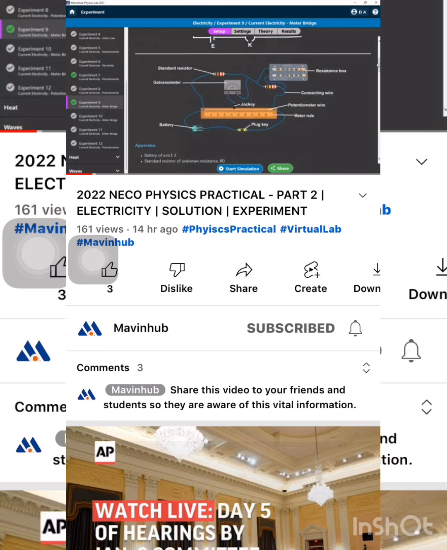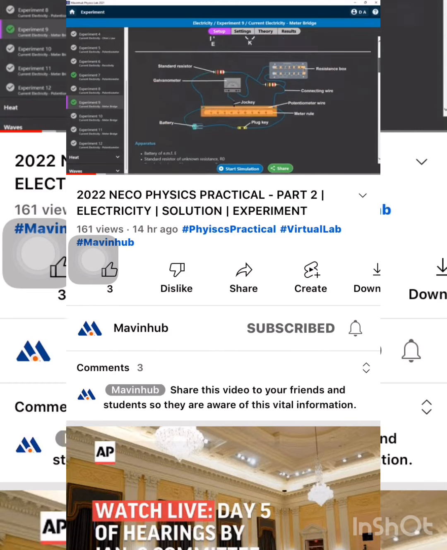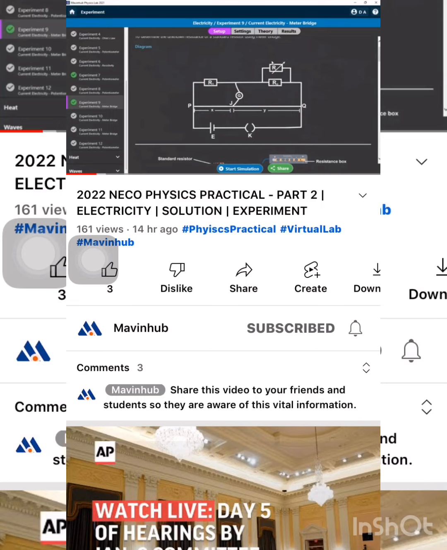Although it may not be exactly like this, you should have your standard resistor here. You should have another standard resistor here. Then your resistance box should be here. Then you have your key, your battery, and here you have the potentiometer and the likes. The apparatus should be given as follows. Then here you have the procedure of this experiment. The procedure is quite straightforward. You change the reading on the resistance box. Once you change that reading, you adjust the jockey on this potentiometer wire. You adjust it until the reading on the galvanometer is zero.